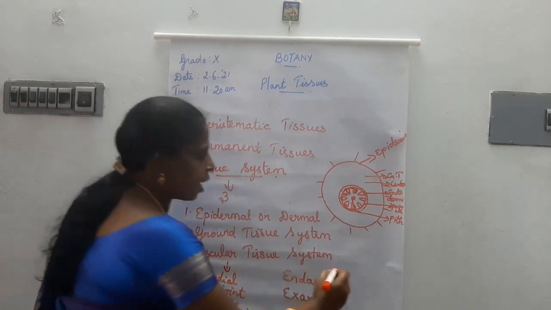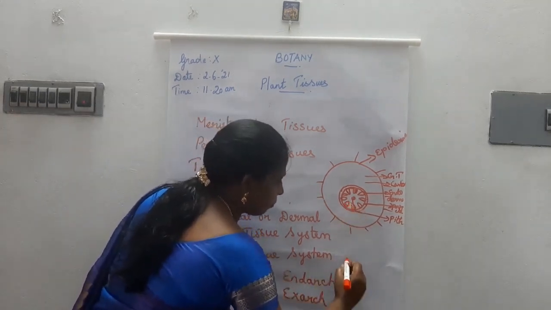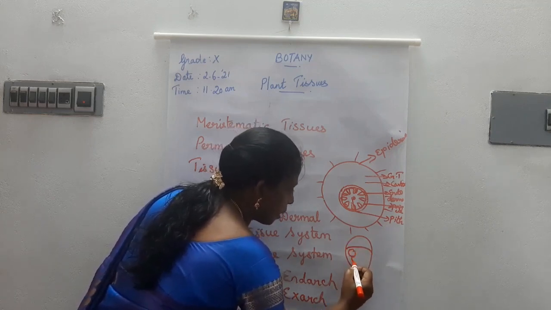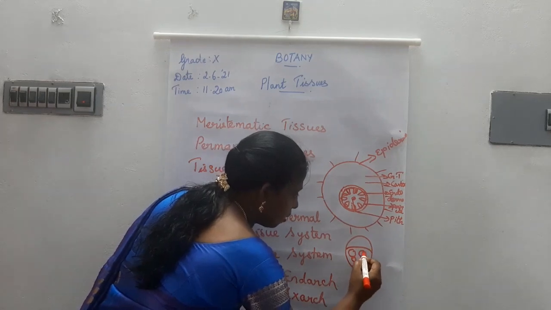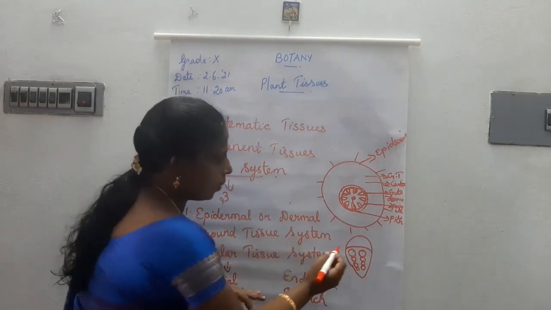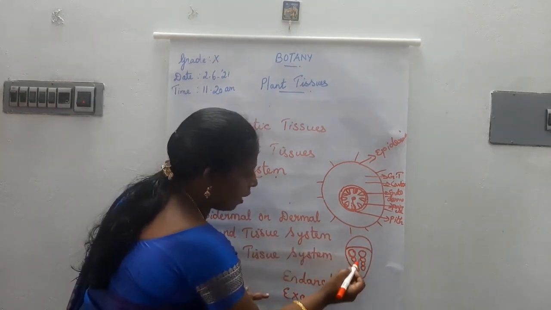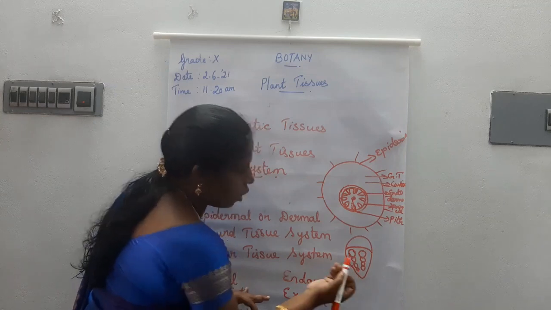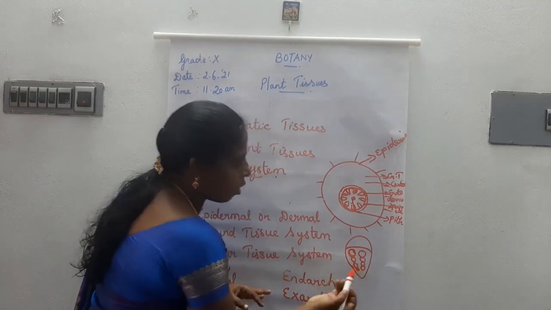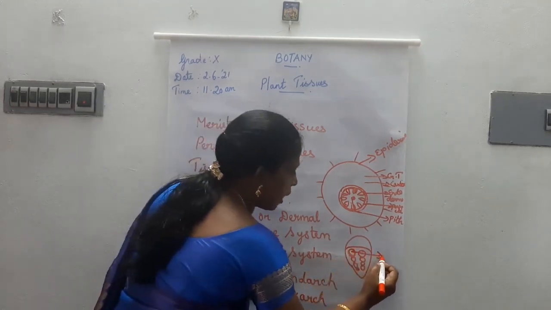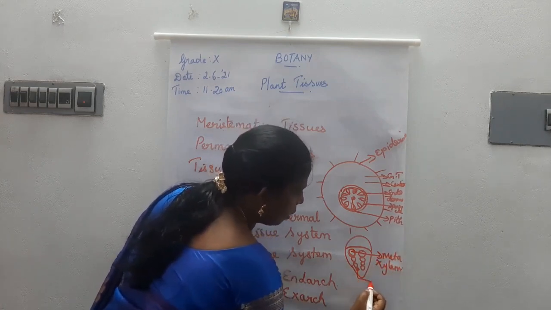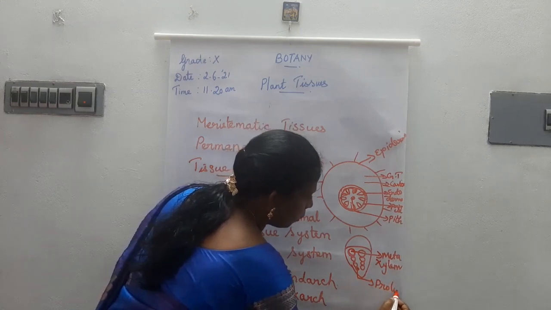See here, the vascular bundles are there. Here the xylem is present. So this is the xylem vessel. Here we can see a big cell, and at one end we can see a small cell. The big cell is called metaxylem. The smaller one is called protoxylem.